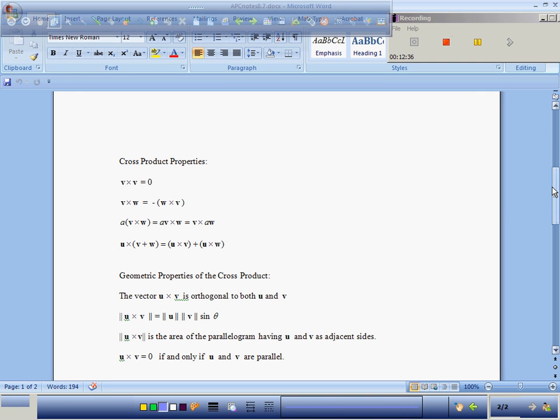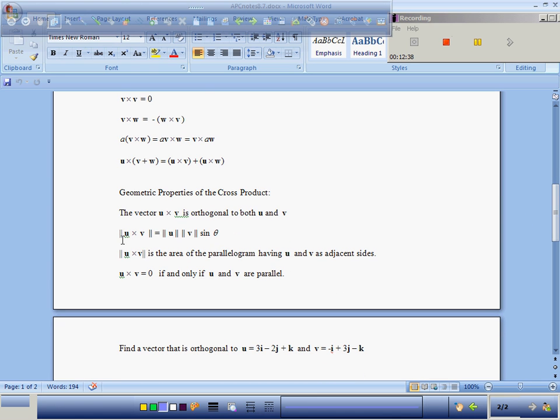And then there's some of these properties. There are pretty detailed developments of all these little rules and properties, so if you're interested in where they're derived from, you can look at that. But the vector U cross V is orthogonal to both U and V, which I just said.